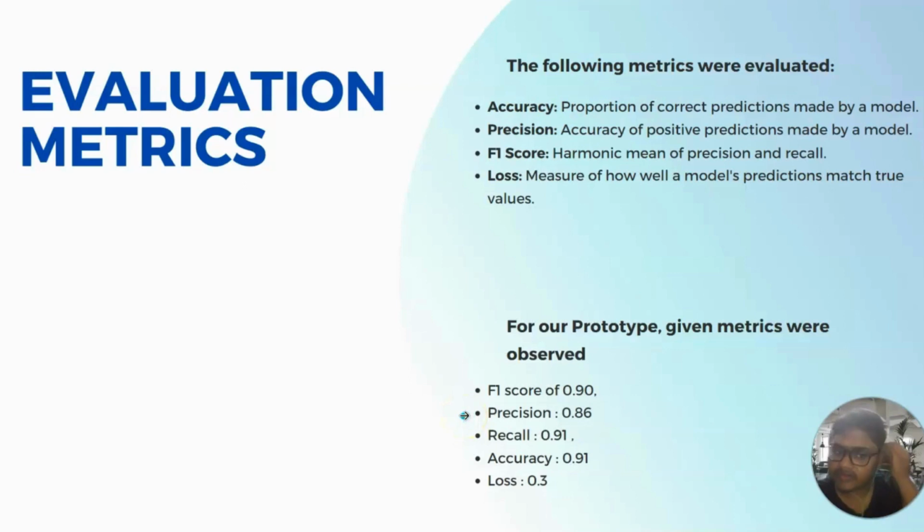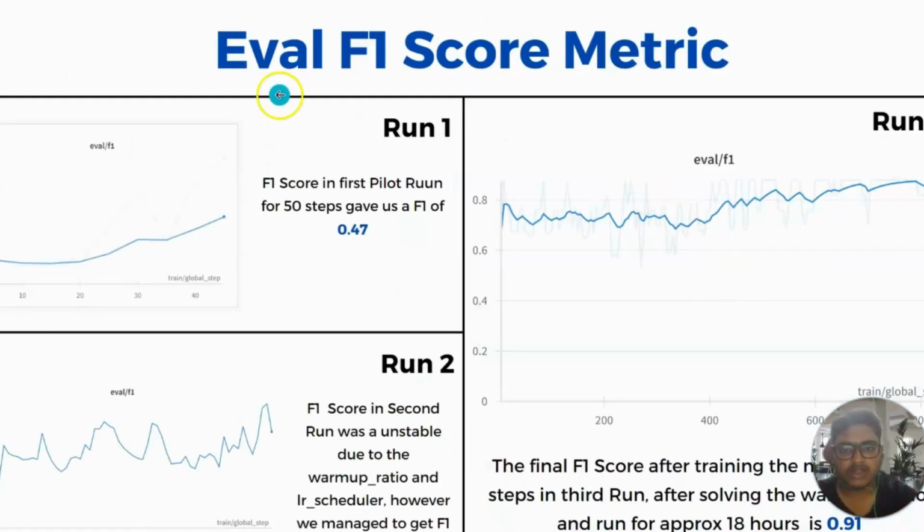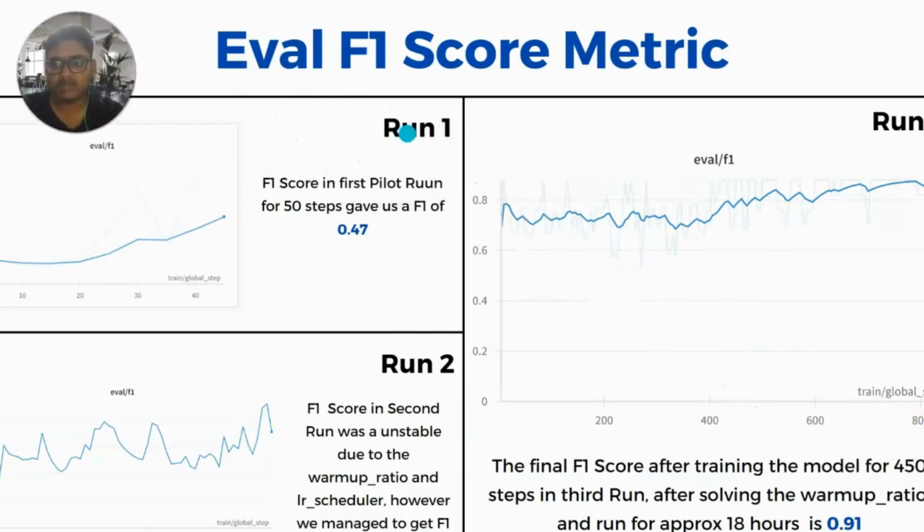So for our prototype, the final metrics that we have received are F1 score of 0.9, precision of 0.8, recall of 0.91, accuracy of 0.91, and loss of 0.3. So the F1 score in the first run was around 0.47. In the second run, it was a bit unstable due to the masking ratio and LR scheduler not managing itself. Still we received an F1 of 0.62. In the third run, it was much better. It gave us a result of around 0.91.